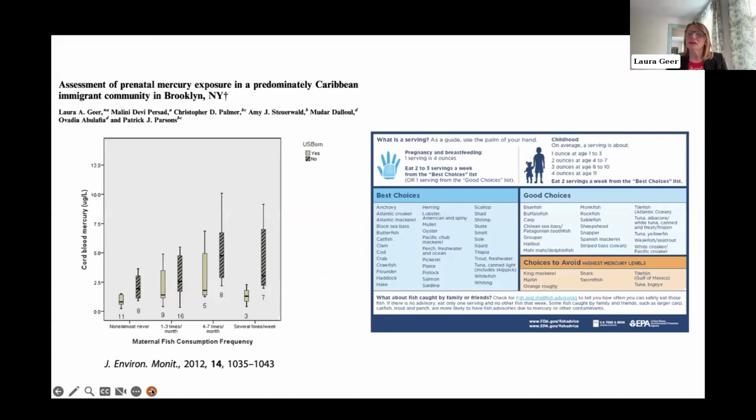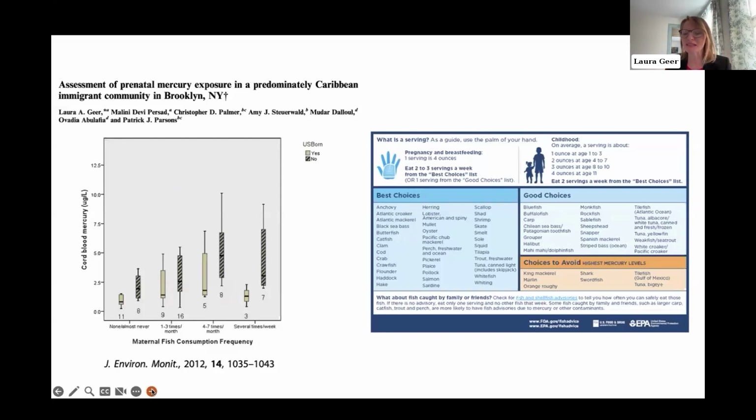Sure, absolutely. So we know that mercury can pass the blood-brain barrier and has transplacental distribution. And so fetal development is a very precious time for the developing brain, and that's one of the target areas for mercury's impacts. So we engaged in a study in Brooklyn looking at mercury exposure pathways in a predominantly Caribbean immigrant community. And by way of a questionnaire, we looked at maternal urinary levels and cord blood levels with maternal child pairs.